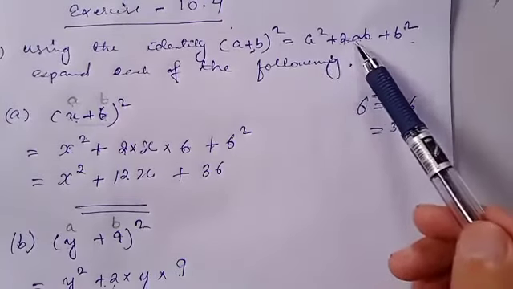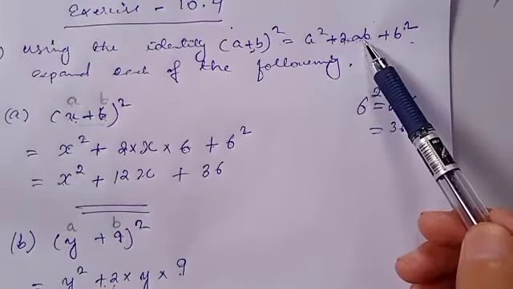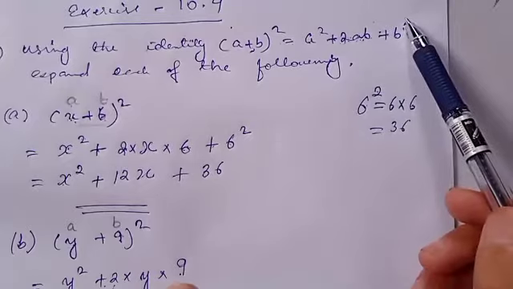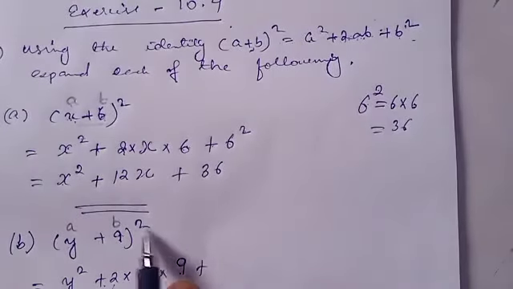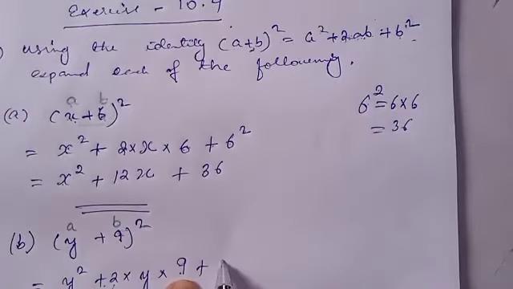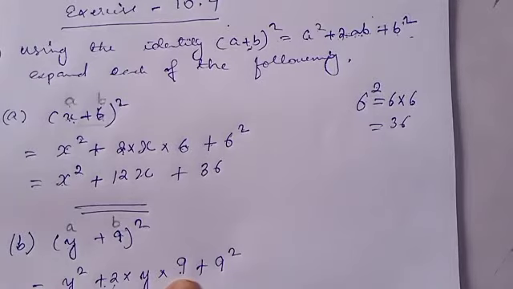a square plus 2ab plus, again we have to write b square. Here b is 9, so in place of b square, you write 9 square. Got it?